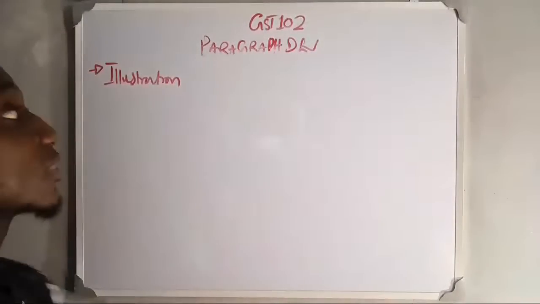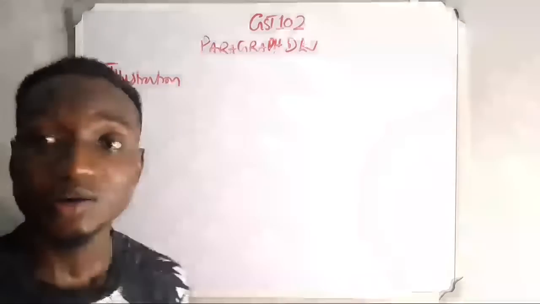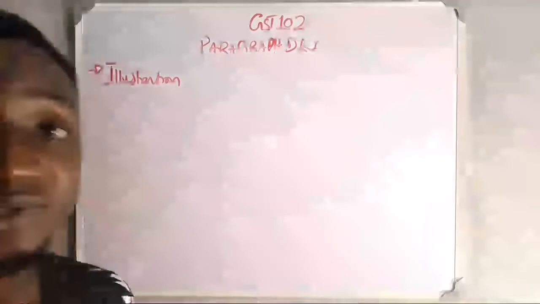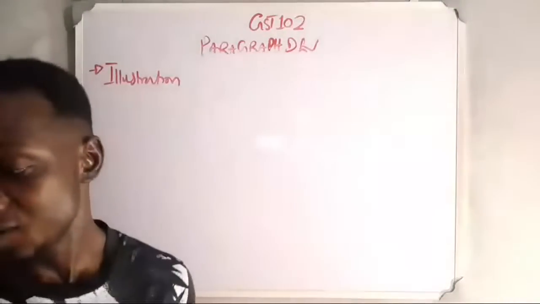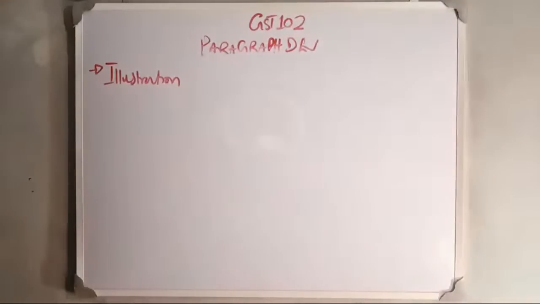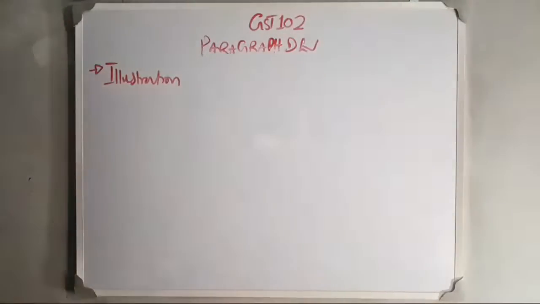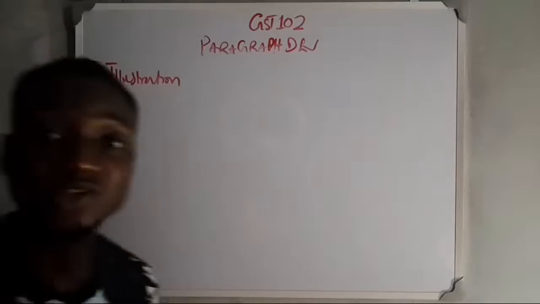Now, developing a paragraph. Now that we know what a paragraph is, there is no piece of writing without paragraphs, and no piece of writing without the topic sentence. So how can we develop this paragraph to make a complete piece of writing, one that makes sense and passes the message to readers? We're going to be looking at different strategies you can apply in developing a paragraph. The very first one is illustration.